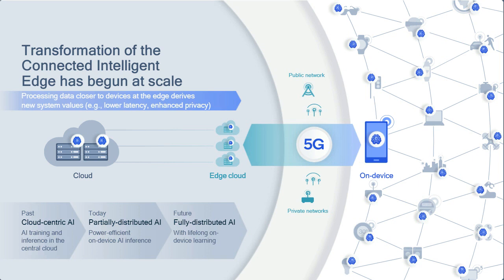What I mean is, in the past, we initially launched AI through the cloud and relied on a very good connection back to the cloud to be able to leverage algorithms from AI and ML. A lot of the training also has to be done in the cloud because of the compute-intensive nature of training. Today, we're at this partially distributed AI operating regime, where we can introduce some capabilities in power-efficient on-device AI inference. But really, as we go into the future, it's important for us to think about the whole cycle of AI, where we can do training and inference and consider things like lifelong on-device learning.